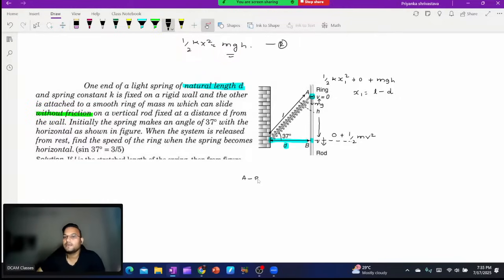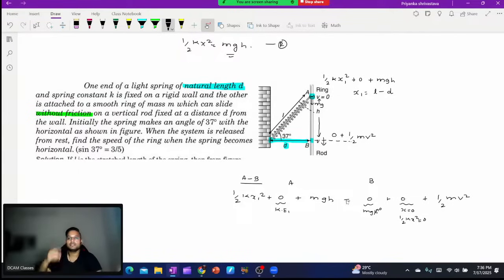Between point A and B, we'll equate half k x1 square plus kinetic energy, which is 0, plus potential energy at this point, mgh, is equal to the energy at B. The mgh part is also 0, because h is 0 at B. Half kx square is also 0 because the expansion is 0. For your understanding, I have done it like this. Half mv square is there only. You have to solve this and get the answer.